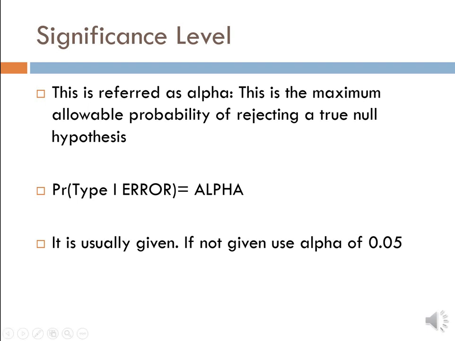And in our question, when alpha is not provided or not given in the question, we use a default value of 0.05, that is 5%.